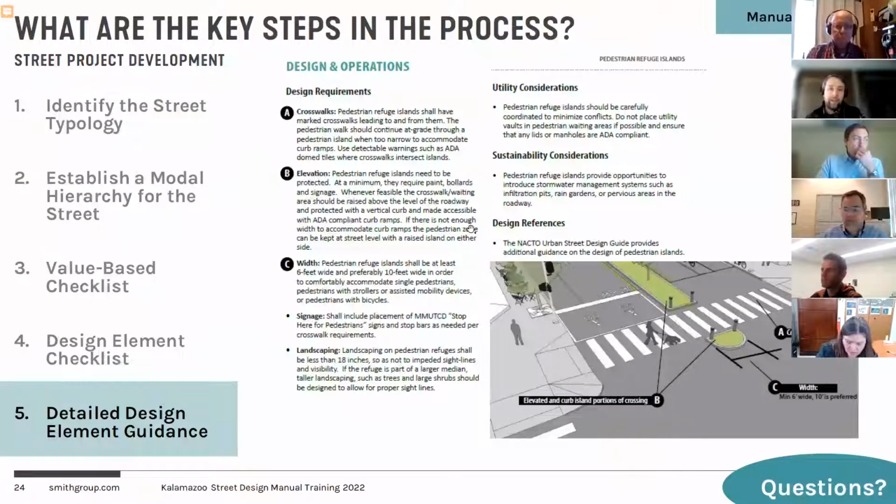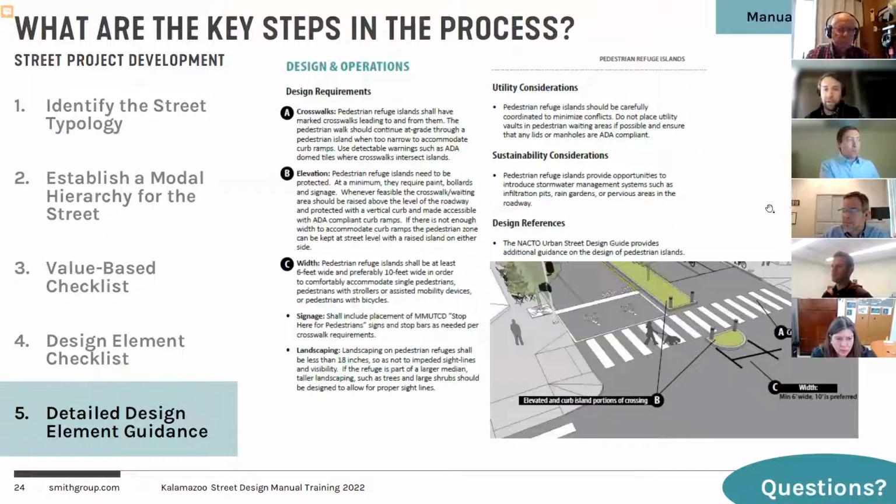And then it gets into the actual design and operations side of it. So this is where any of the detailed design guidance comes through, looking at widths, dimensions, layout, materials. There are sections related to sustainability or utility considerations. There'll be references to other established guidance. So as Dennis had mentioned earlier, we're drawing on a lot of the established national guidance to feed into this. So those design references will be listed out.